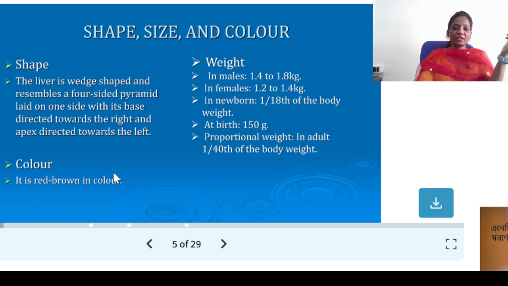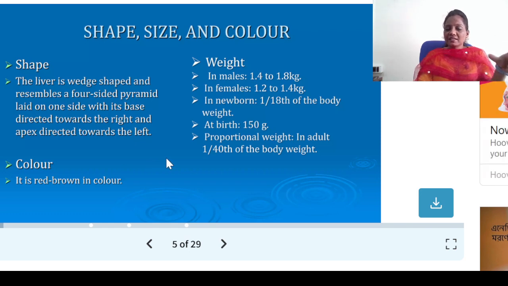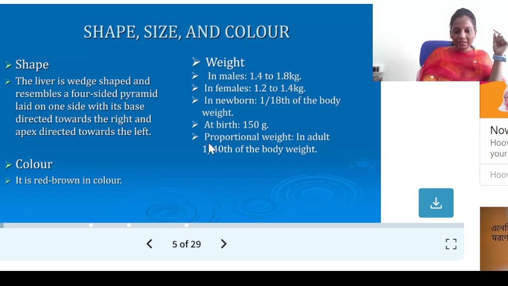I think you have seen this in many places. The same shape will be there if you cut a chicken. When you buy chicken from the shop, the liver pieces are the same way as the liver exists in the human being. So the shape is wedge shape, the weight is 1.4 to 1.8 kgs in males and 1.2 to 1.4 kgs in females, and the color is red brown.